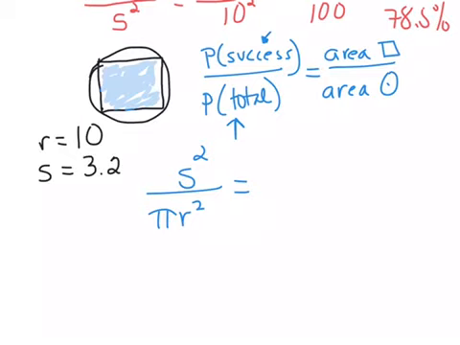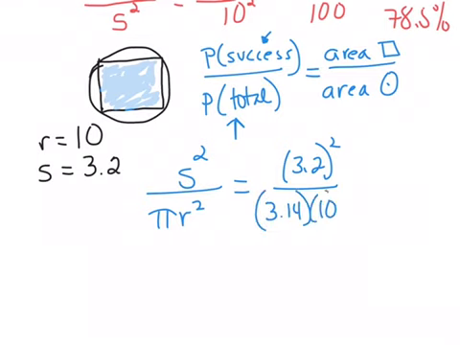Now we just plug in the numbers. 3.2 squared on the top. Pi is 3.14 on the bottom. Our radius is 10. And now we're ready to just grab a calculator. And let's see, 3.2 squared comes out to be 10.24. On the bottom, pi times 10 squared, that's 314.